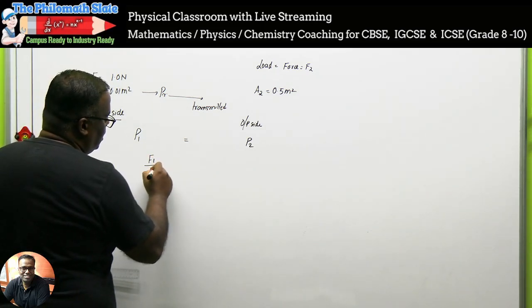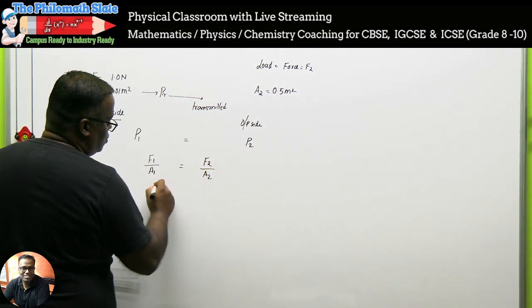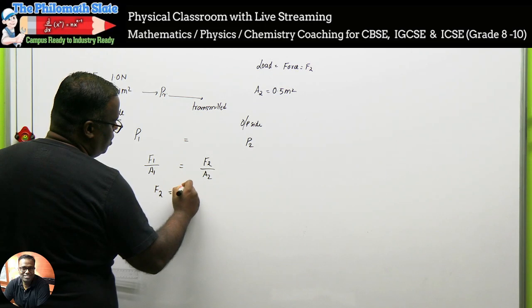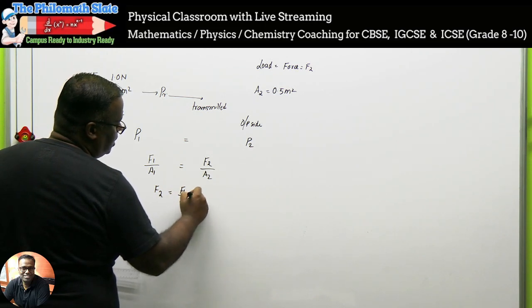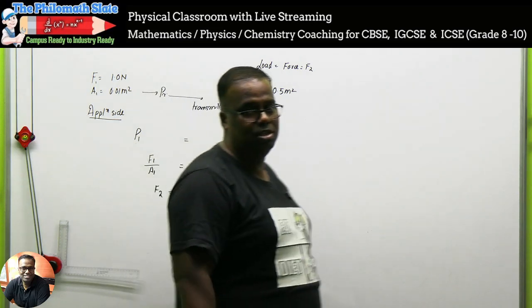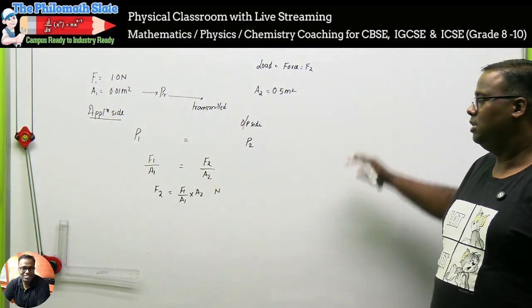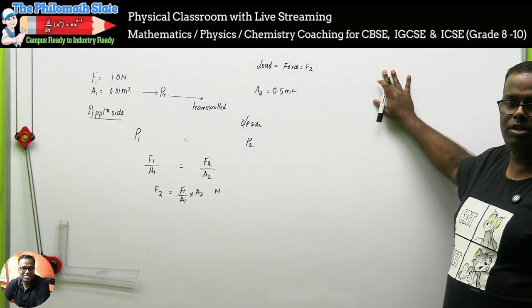F1 upon A1 should be equal to F2 upon A2. So your F2 equals F1 by A1 times A2. So many newtons. Calculate it, you will get your answer. This data has been given to you, right? Try and calculate how much you will get.